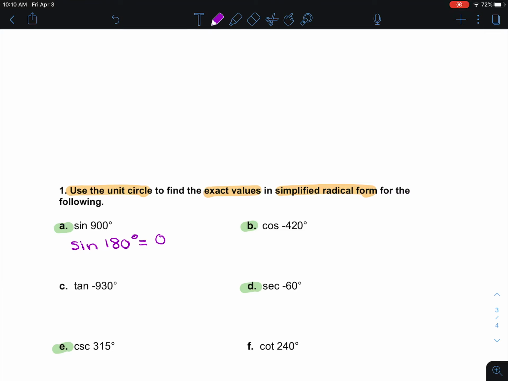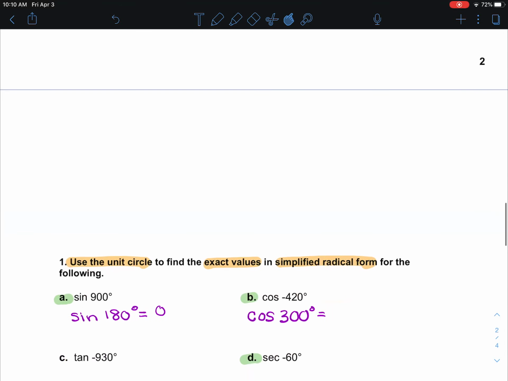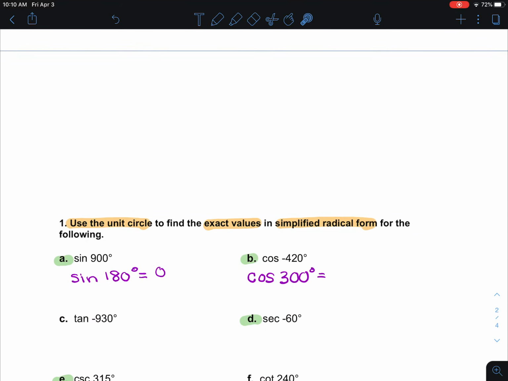Let's look at B. This is cosine of negative 420. Since it's negative 420, let's add 360 to that. I think you still get negative 60, so let's add 360 again. Just keep adding 360 until it lands at a number that you're going to see on the unit circle, 300 degrees. Now, this is a cosine problem, 300 degrees.